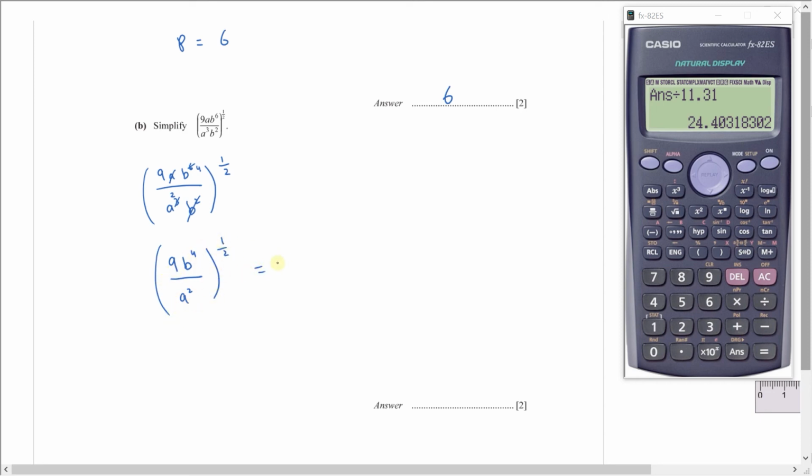So if I bring this power in, square root of 9 is 3. B to the power 4 will be multiplied by this power 1 by 2. So 2 ones are 2, 2 twos are 4. So b squared is left. And then this a squared, the power 2 will be cancelled with this denominator 2 once I bring this in and multiply the two powers. So I will be left with a here. So your final answer will be 3b squared over a.